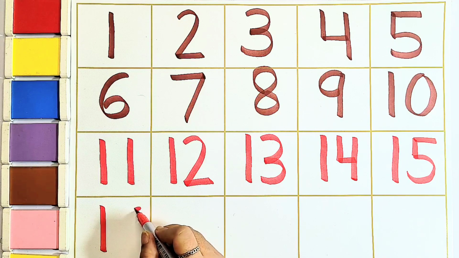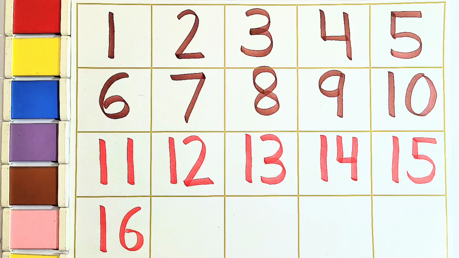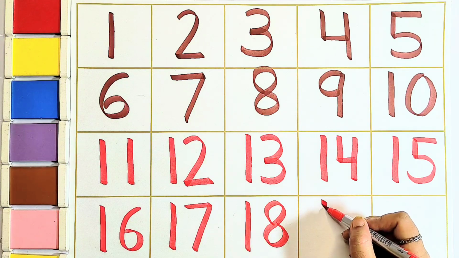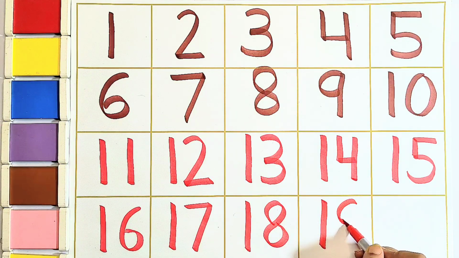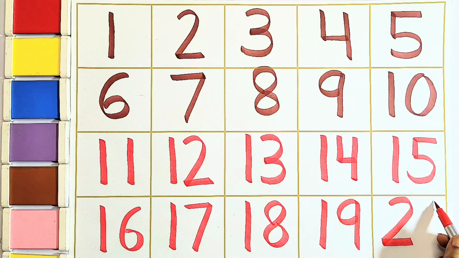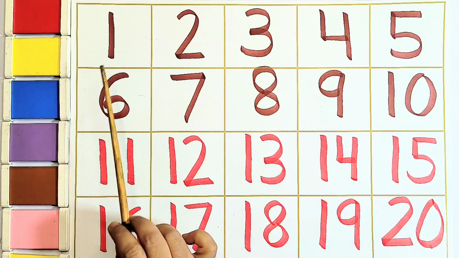16. 17. 18. 19. After 19 is 20. How do we write 20? 2, 0, 20. Let's say once more.